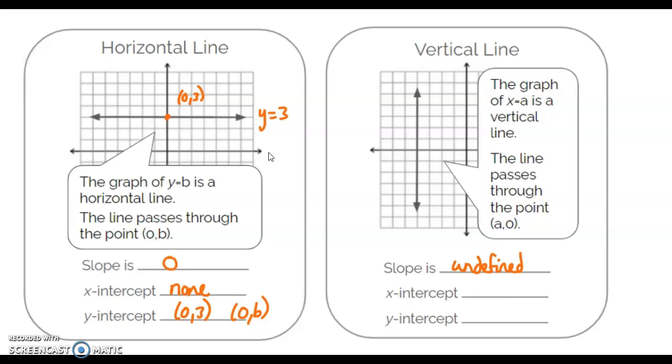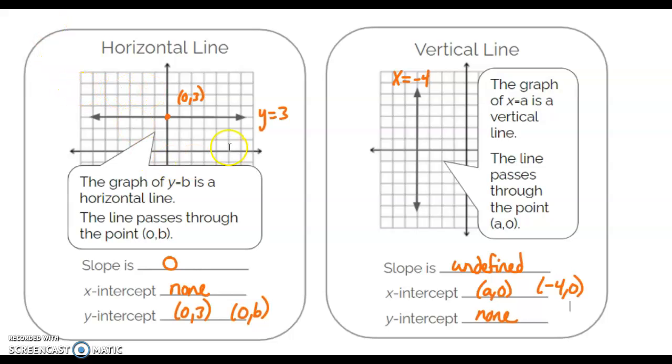So the graph x equals a has an x-intercept at a, 0. It has no y-intercept. In this case, if you look here, 1, 2, 3, 4, this is at x equals negative 4. So this is a vertical line because it's x equals negative 4. And this x-intercept would be negative 4, 0. So whatever number x equals is where the x-intercept is at. It's that number, comma, 0.